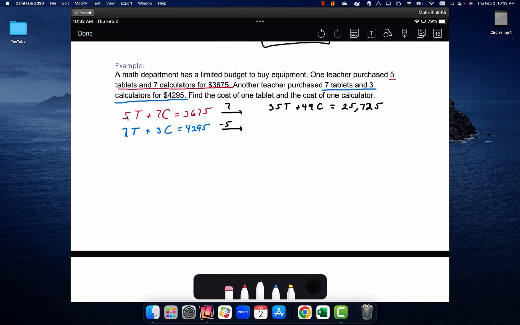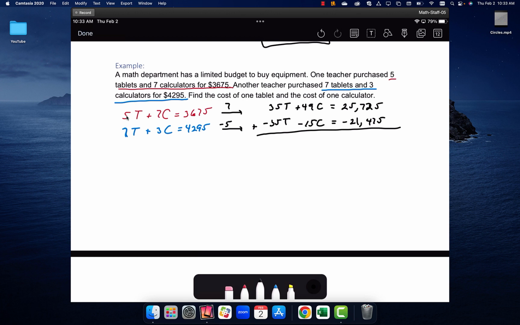And we're going to multiply the bottom equation by negative 5. Negative 35t minus 15c is equal to negative 21,475. And we want to add these. Notice that the t's are eliminated. They cancel. That's the whole point of this. We wanted them to be eliminated.